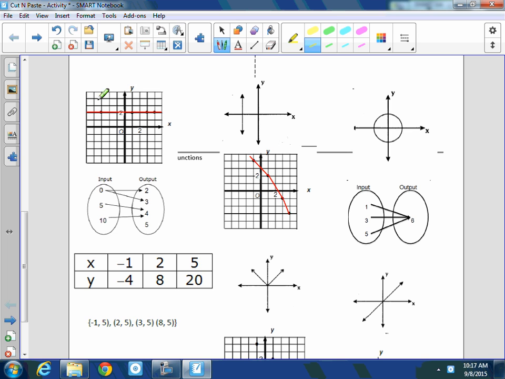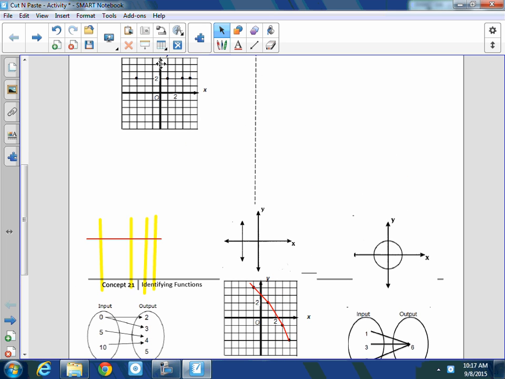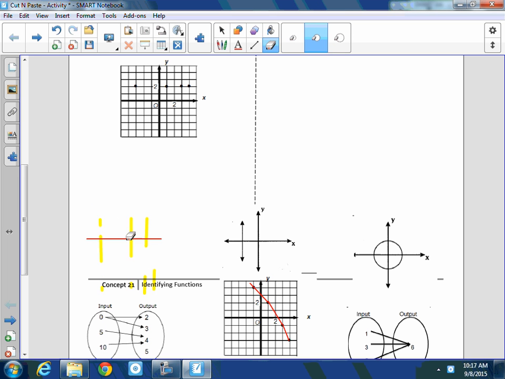Okay? Now this is a graph, so we need to go ahead and do the vertical line test. I'm going to go through and make a vertical line through all those points. Do x's repeat? No, they do not. So would this be a function or a non-function? This would be a function. That's lovely.